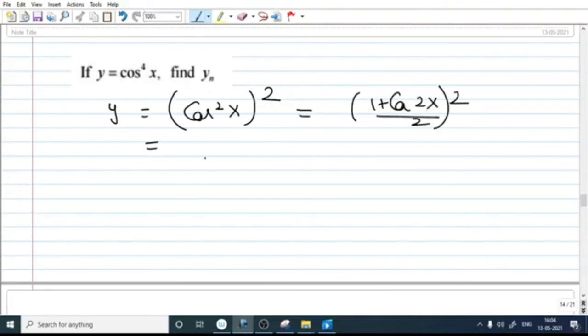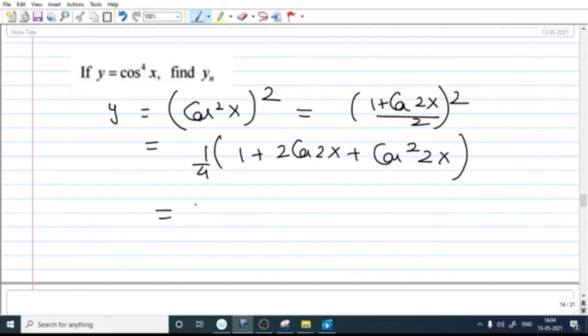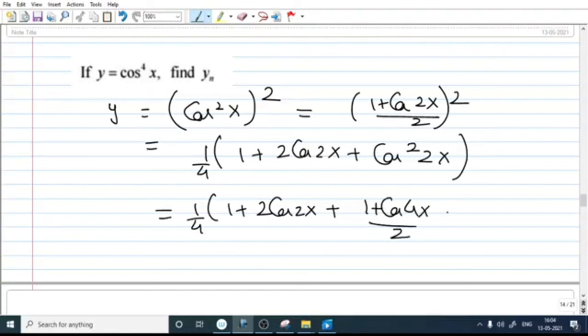Now I can write by opening the square. Here it will be 4 only, and here it will be 1 plus 2 cos 2x plus cos square 2x, right? Now after this, what we can do, 1 by 4 will be as it is. Here 1 plus 2 cos 2x will be as it is. Now cos square 2x can be written as what? Like we wrote cos square x like this, so we can write it here as 1 plus cos 4x by 2. Here if the angle is twice, okay, if it was x then it should be 2x, and if it is 2x it should be 4x, because of the cos 2 theta formula. So here we are getting this.